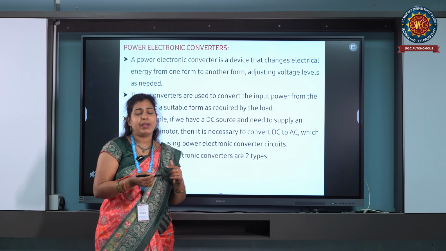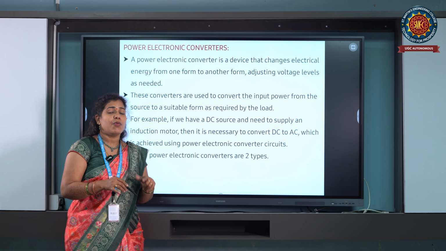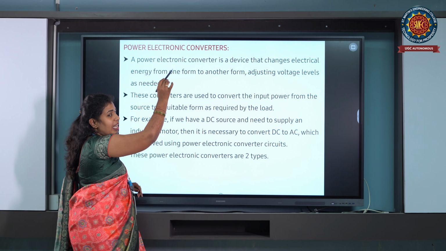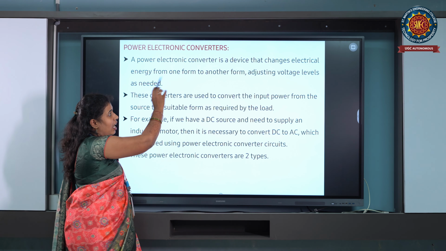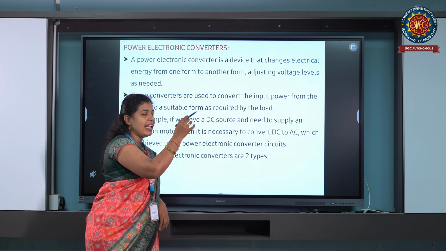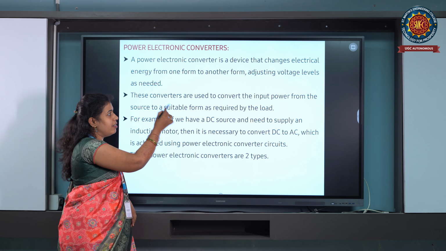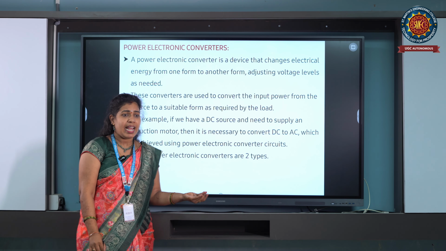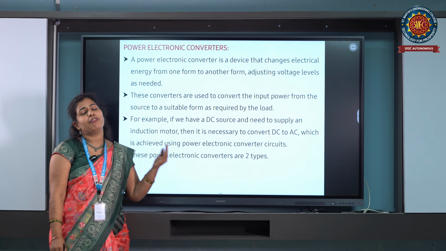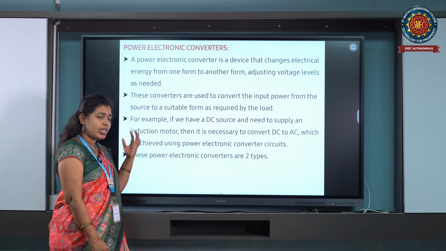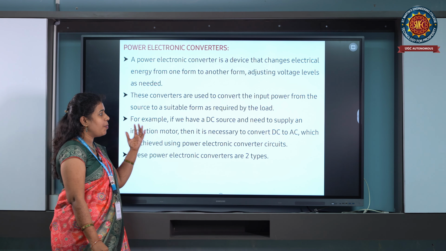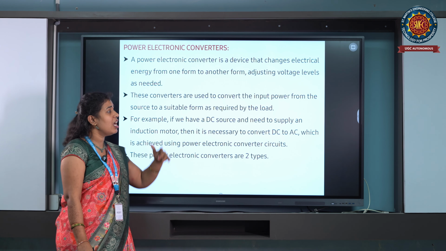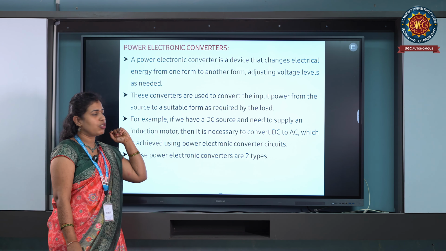By using the power electronic devices, we construct one device, and that device is called a power electronic converter. A power electronic converter is a device that changes electrical energy from one form to another form by adjusting the voltage levels. Whatever the load is, depending upon that load we require different levels of voltage. Depending upon that requirement, it converts the energy from one form to another form and adjusts the voltages by using the power electronic converter.